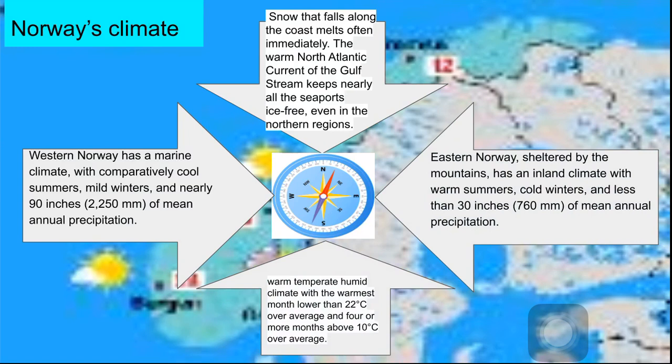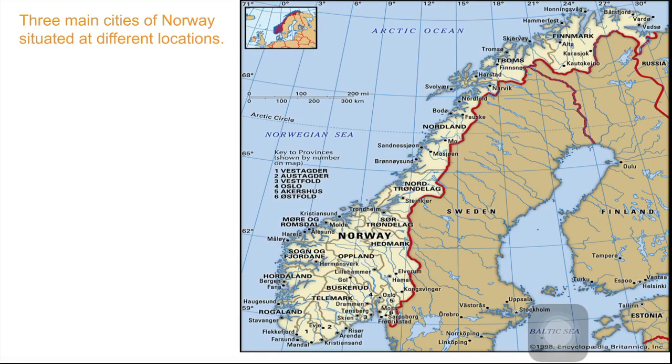So in the first term, we discussed the different zones of the earth. So please conclude: Norway comes in which zone? Warm temperate or cold temperate area? Next, let's see three main cities of Norway situated at different locations and their climate.